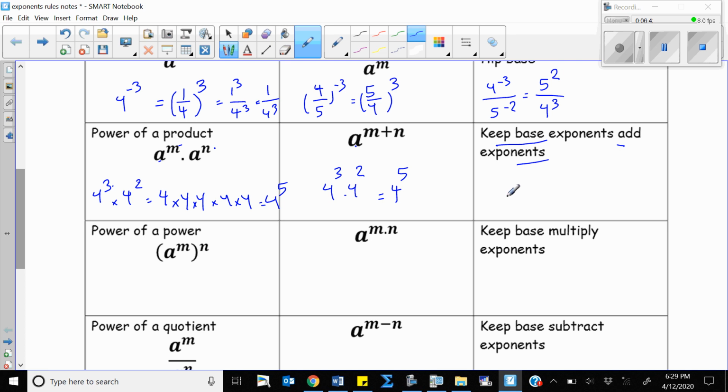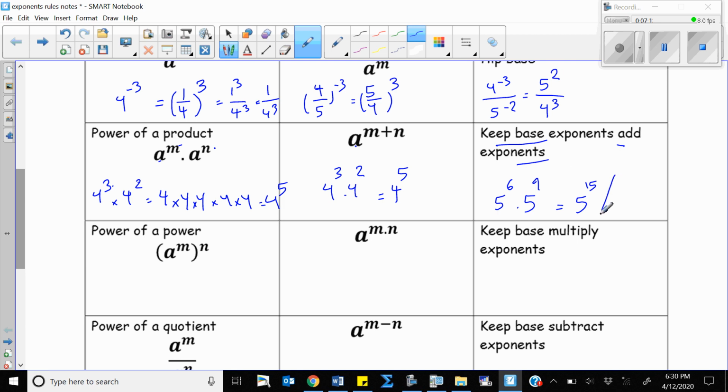Let's do another example. If I have 5 to the power of 6 and 5 to the power of 9, this time, instead of writing all these multiples, like multiplying 5 by itself 6 times and 5 by itself 9 times, I'm just going to keep the base and add up the exponents. 6 plus 9 is 15. So this will be my answer.